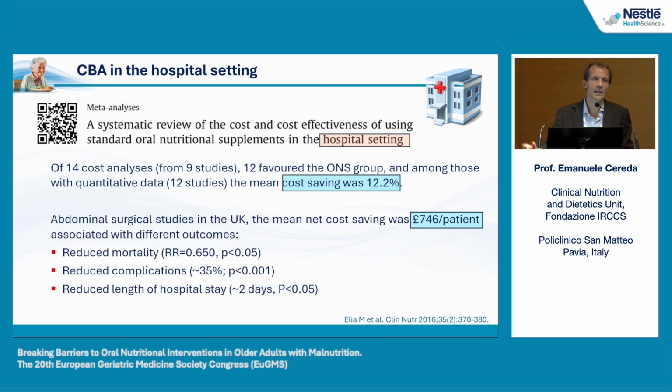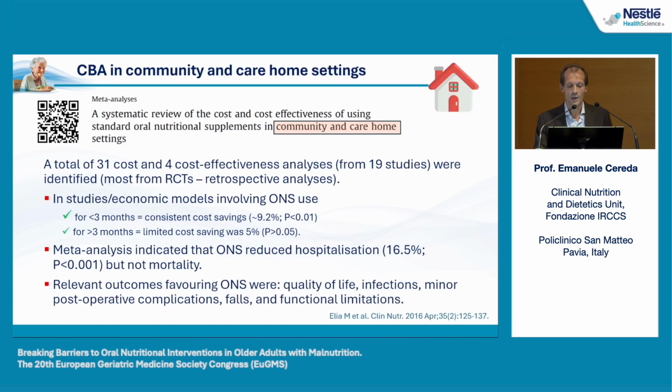If we consider that one day is about 800 euros, you can see that for every patient for whom we are reducing the length of stay by 2 days, we are saving 1,600 euros. But there are also costs related to other complications, indirect costs of malnutrition.